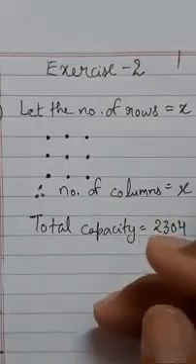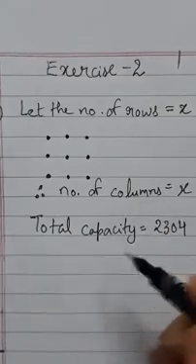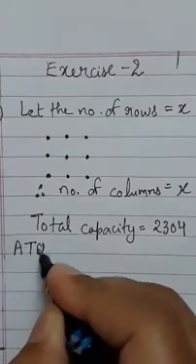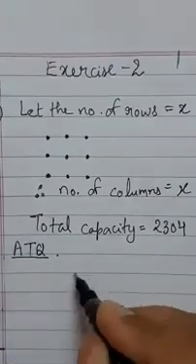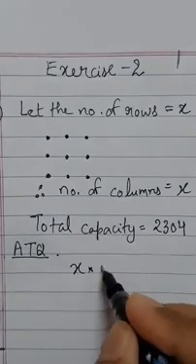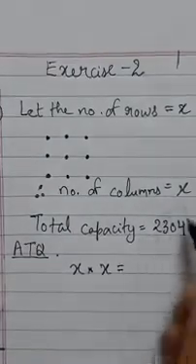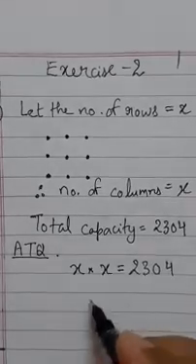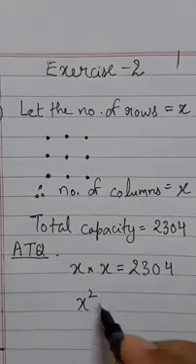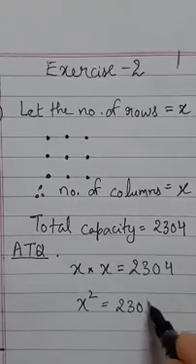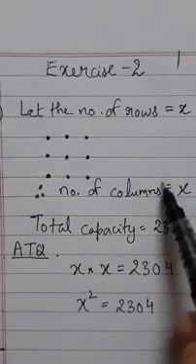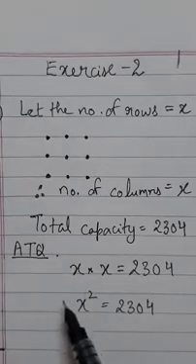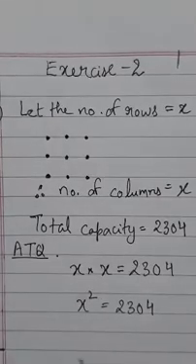They want us to find the number of chairs in a row. So according to the question, I'm writing ATQ. That means according to the question, x into x should be equal to the total capacity, that is 2304. Or we can say x square is equal to 2304. We have to find the number of chairs. Number of chairs is actually the number of columns, which is also equal to the number of rows. So if I somehow find the value of x, that will be the number of chairs.